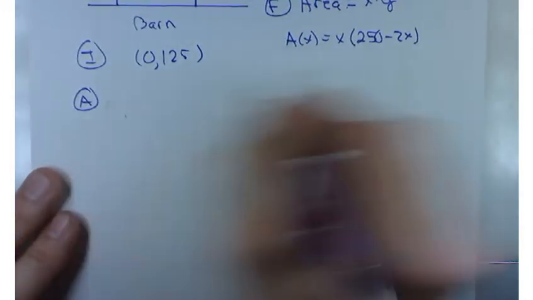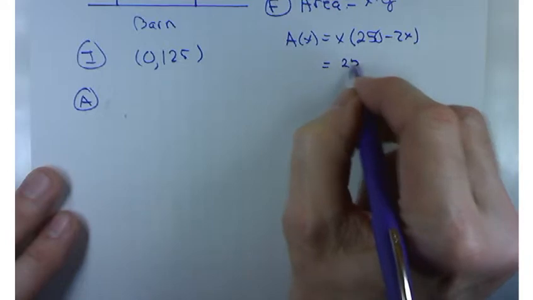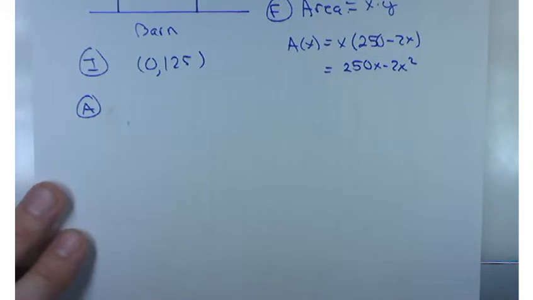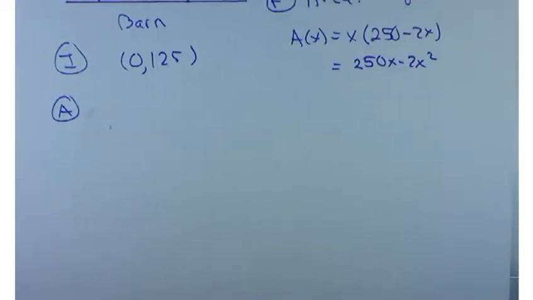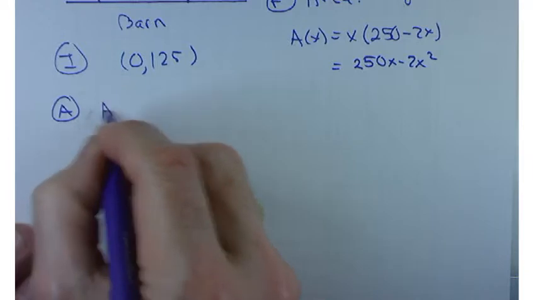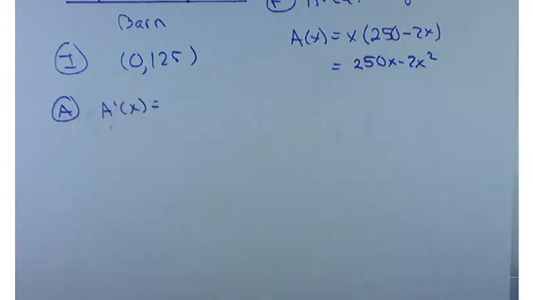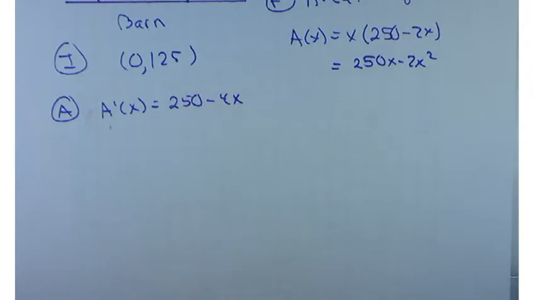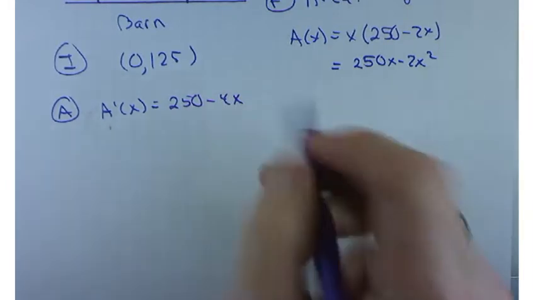So the analysis. Let me distribute that. That's going to be 250x minus 2x squared. Why is it a good idea to distribute that? Yeah, if you didn't, then when you're doing the derivative, you'd have to use the product rule, which would be annoying. So let's find the derivative here. What would the derivative be? 250 minus 4x. Cool.